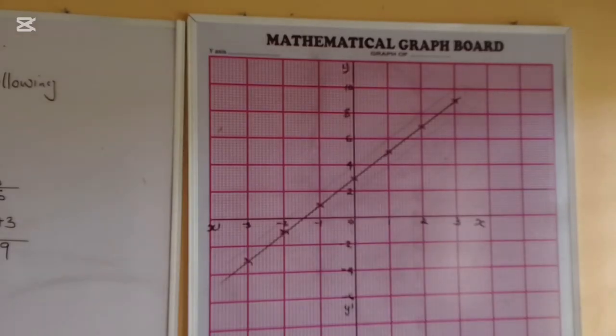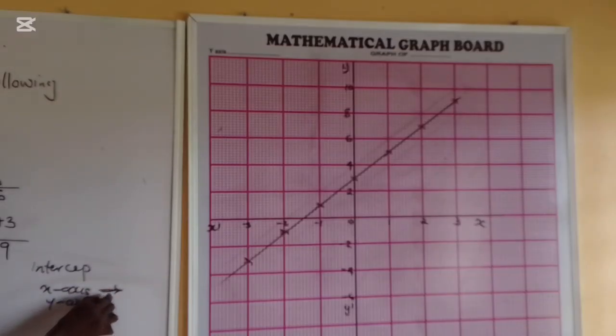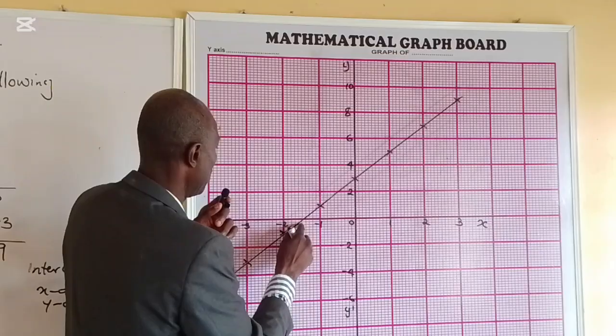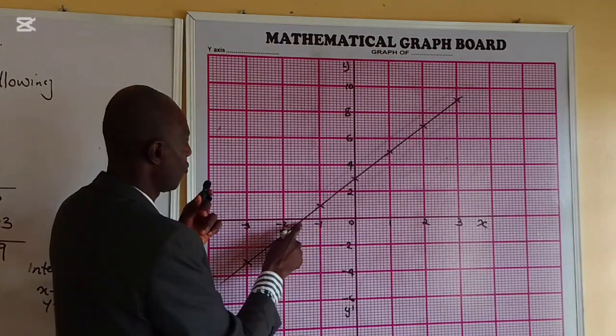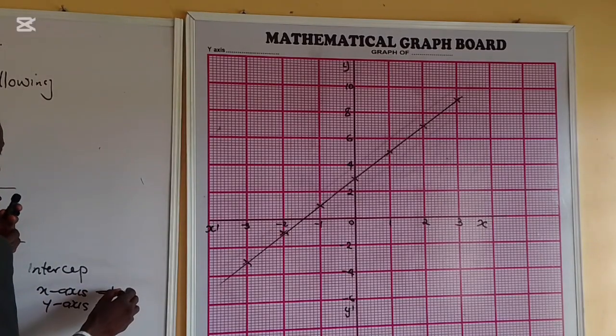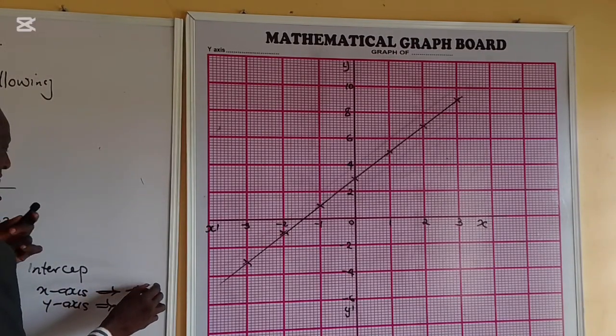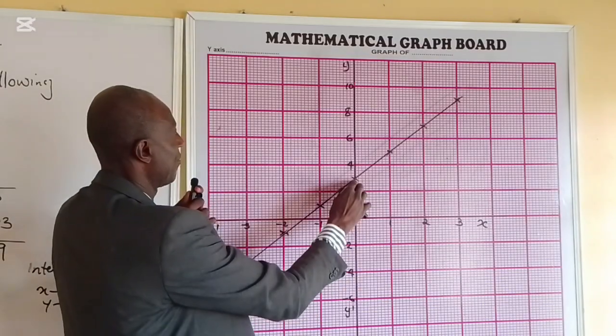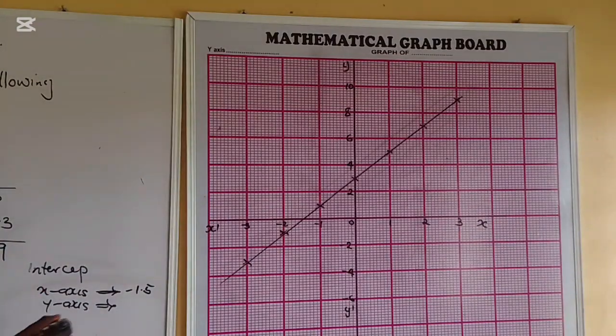Now let's get the intercept at x axis and at y axis. Okay, let's come here. 1, 2, 3, 4, 5. Okay, here is minus 1, minus 1.5, at x-axis is minus 1.5. It cuts the line of the x-axis here, and here is minus 1.5. And on the y-axis is 3. So these are the intercepts.